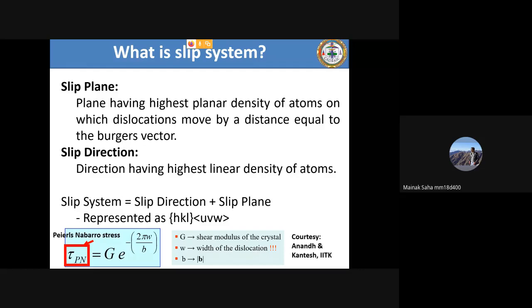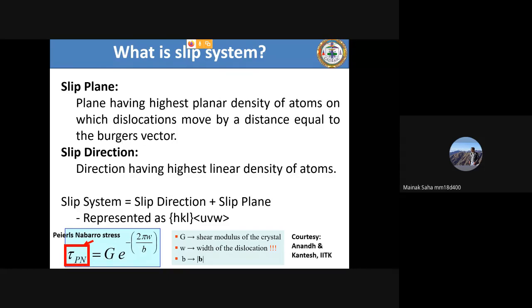See, I will tell you, it's a simple thing. What you have said is, if W is equal to B, what happens? G into e to the power of minus 2 pi, that will give you some different value. But my question was not that.